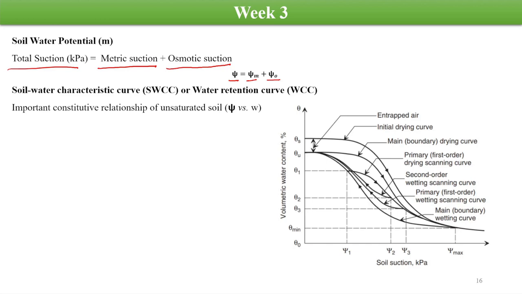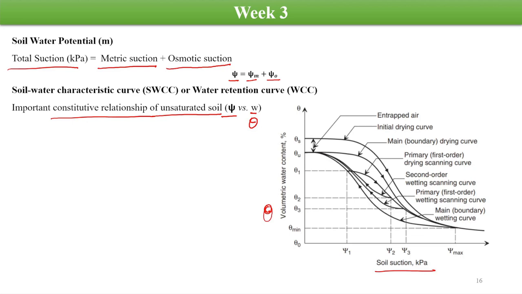We usually characterize the soil water characteristic using the soil water characteristic curve, called SWCC, or water retention curve. This basically represents the important constitutive relationship of unsaturated soil. It is between the volumetric water content theta and the soil suction psi. So this should be theta.